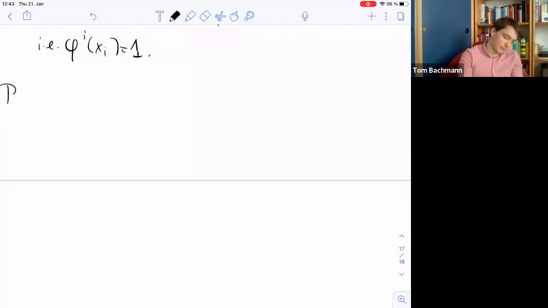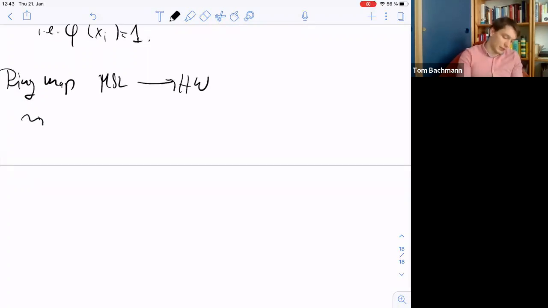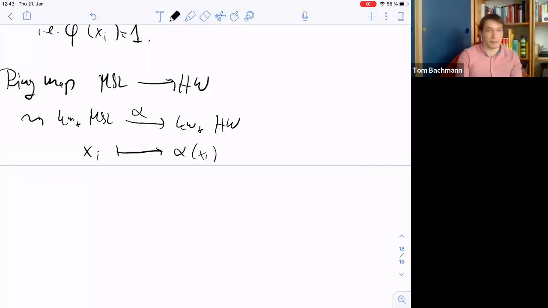So we have this ring map, MSL goes to HW. Basically, it's just pi, but the map to pi zero. It is what it is. And so therefore, we get KW star of MSL goes to KW star of HW, and maybe let me call this map alpha. And it's going to send xi to something. And maybe let everything be implicitly 2-completed. And my claim is that phi applied to this element, alpha of xi, is non-zero.